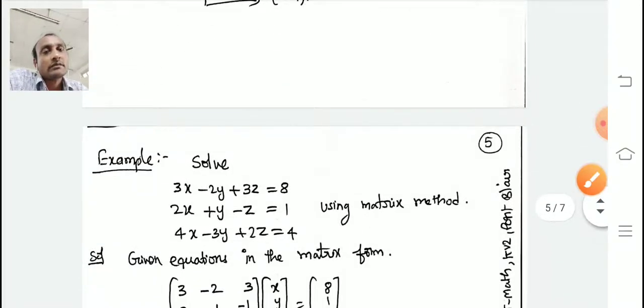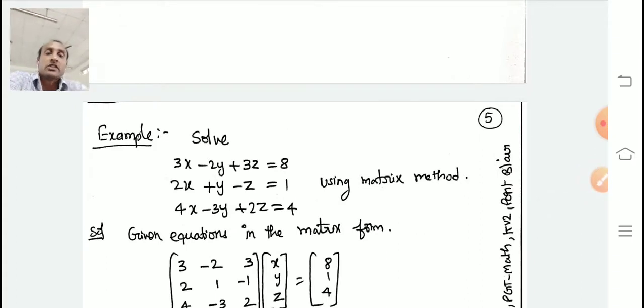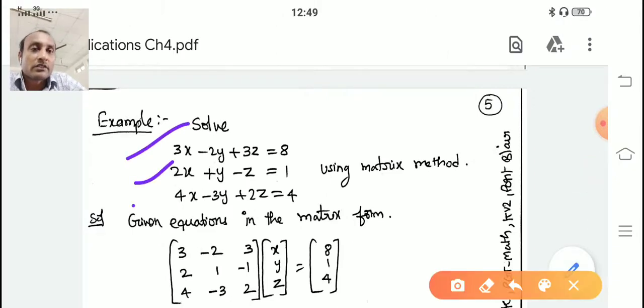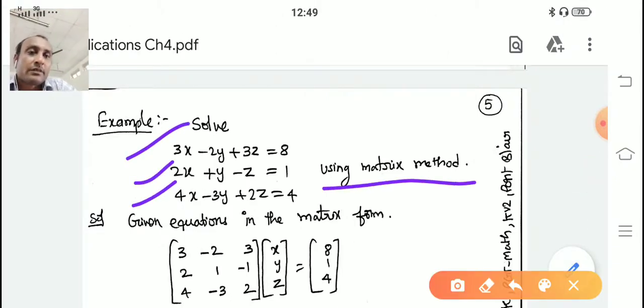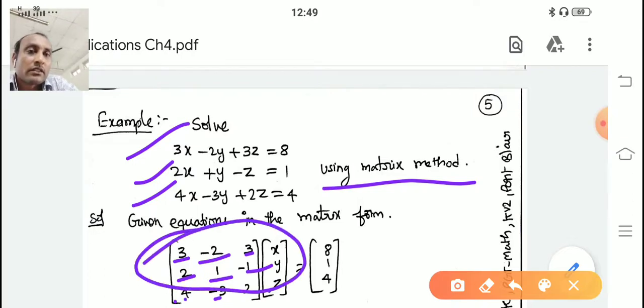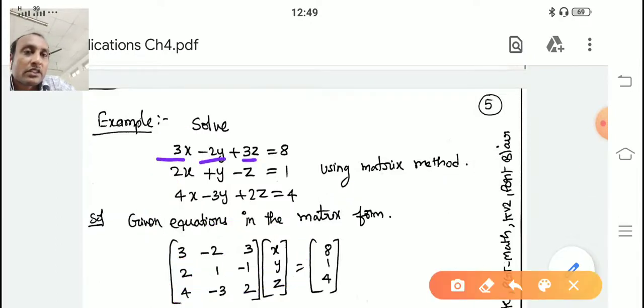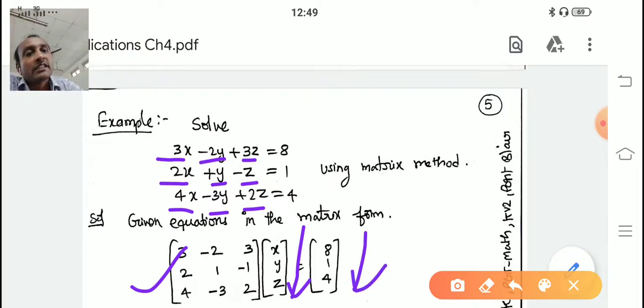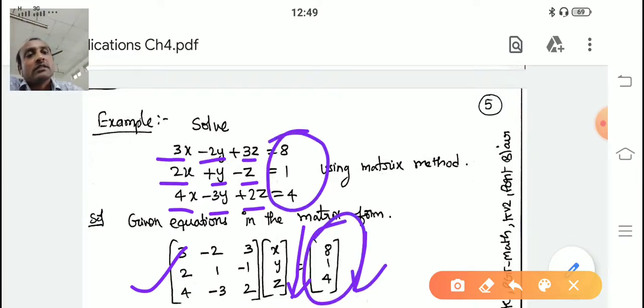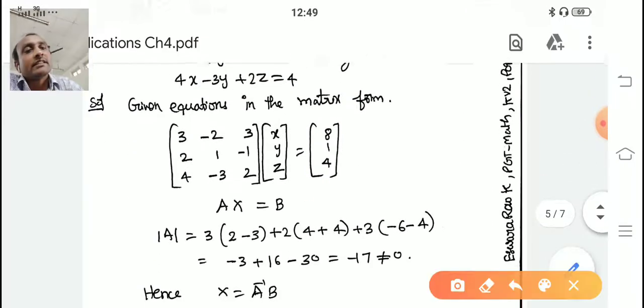Try to remember this, it may come as an objective 1 mark question. Next example: if a 3 variable question is given, solve the given system of linear equations, how many equations are given? 1, 2, 3, using the matrix method. First express the coefficients: 3 minus 2 3, 2 1 minus 1, 4 minus 3 2. How did we get all these coefficients? By taking them from here. Hope that is understood. I wrote these in the matrix first. This is the variable matrix x y z, and this is the constant matrix 8 1 4, these 8 1 4 are here. After expressing like that, write Ax is equal to B.